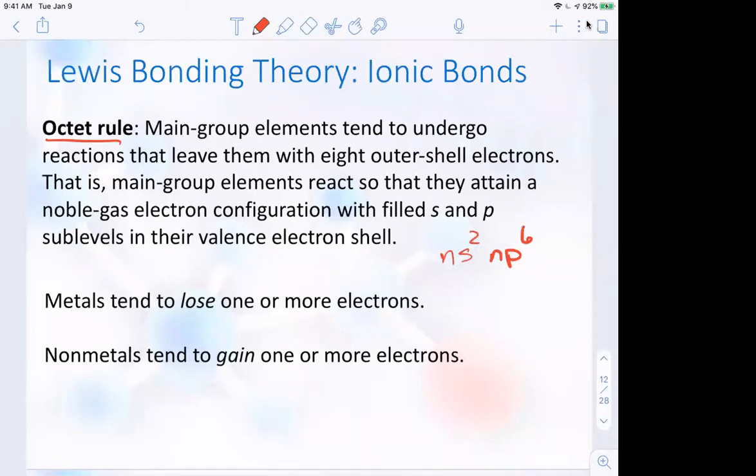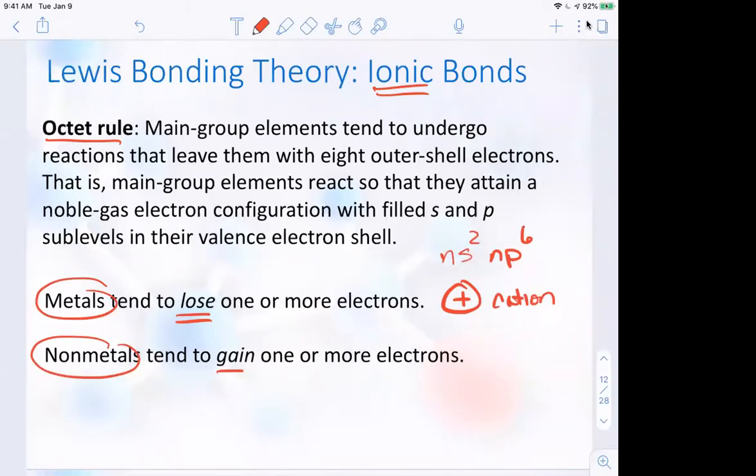When we talk about ions, right, metals will lose electrons to become a positively charged cation. Nonmetals will tend to gain 1 or more electrons and become a negatively charged anion. It's the electrostatic interaction between those oppositely charged particles that forms the bond.